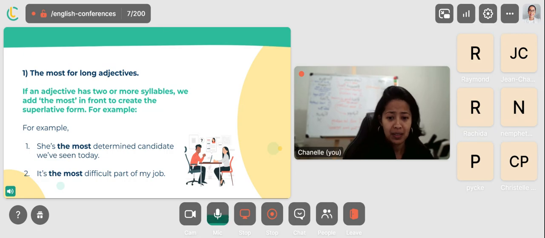For example, she's the most determined candidate we have seen today. It's the most difficult part of my job. So it will always be the same. You will have the plus most, and then you will have that adjective to compare something or to say that it is the highest or the lowest form.